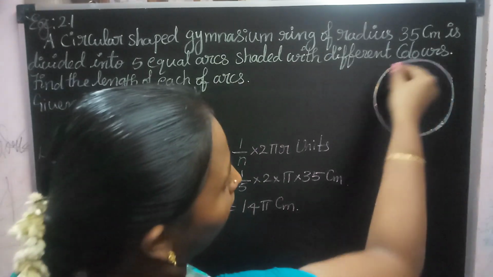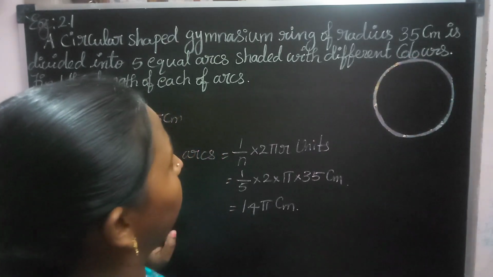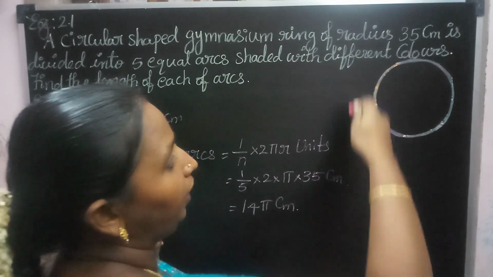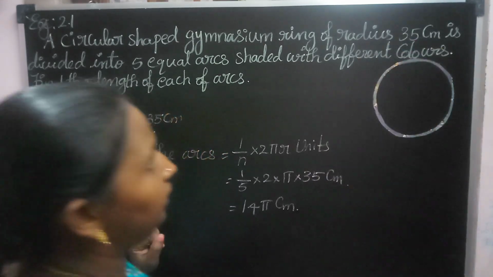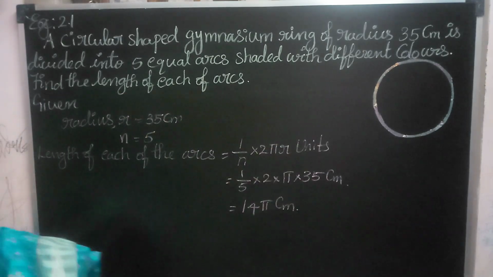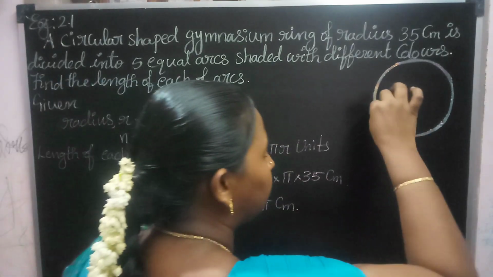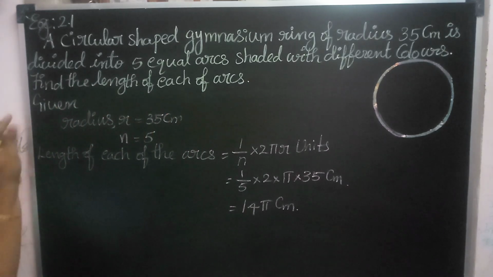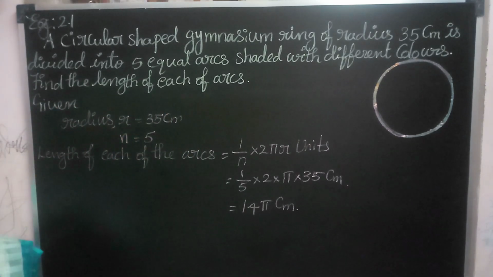So here I draw that gymnasium ring. It is divided into 5 equal parts. Each is in a different color. So find the length of the arc. We are going to find the length of each arc like this. First, write the given radius r equal to 35 centimeter.